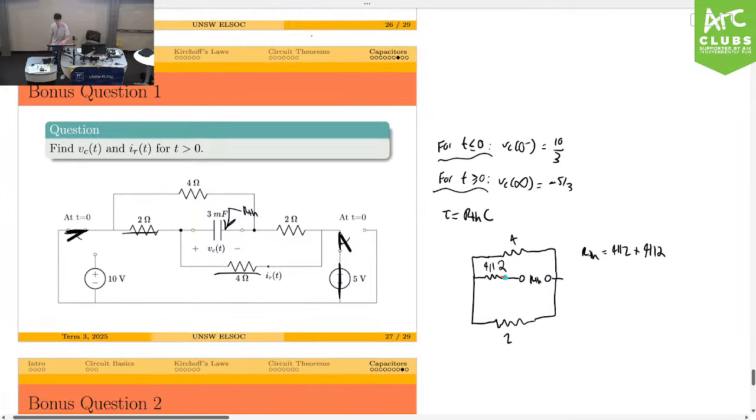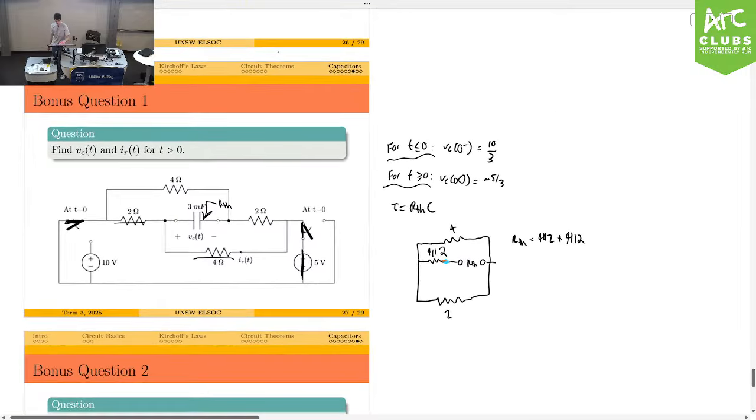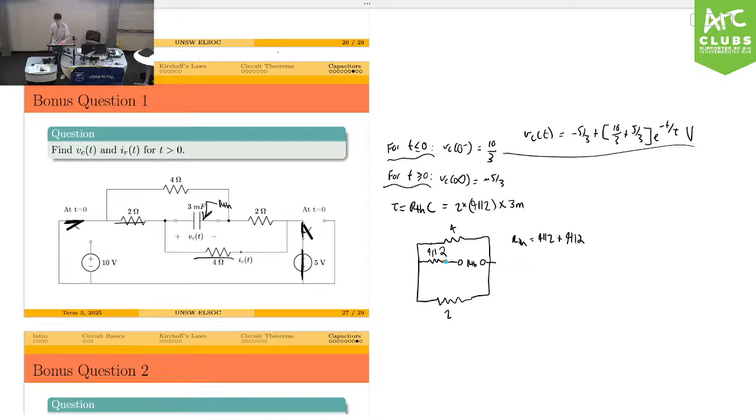So just to finish off this question, actually no, I have to find the current after. If I want to find the voltage, it's just the same formula. V infinite is going to be minus 5 on 3 plus 10 on 3 minus 5 on 3, so this is plus 5 on 3 e to the minus t on tau. I didn't even calculate tau. Well, it's just going to be 2 times 4 parallel 2 times C, which is 3 milli. I'm not going to number crunch it for you guys, but you just plug that right in, and then there's your answer for V.